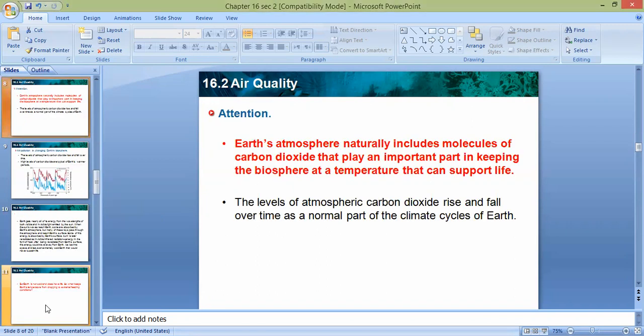Now attention here: Earth's atmosphere naturally includes molecules of carbon dioxide. Nobody should tell me that the carbon dioxide in the atmosphere is not normal. It is normal, but it should stay at a certain percentage. Carbon dioxide is very important. Why is it important? Of course for plants to do photosynthesis, and for us, because the carbon dioxide in the atmosphere keeps the biosphere at a temperature that can support life.